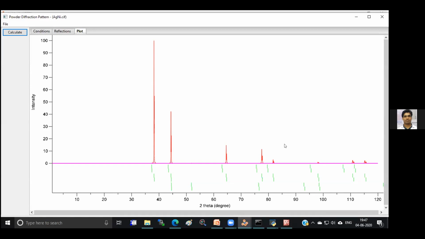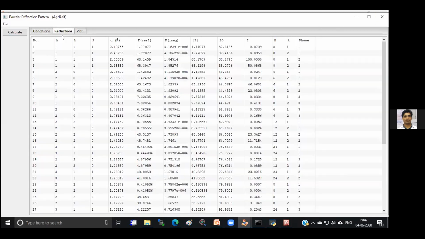No, this is for the silver phase. Okay. Yes, this is for silver one. And here you can find the reflection list also. Other questions? Is that clear?